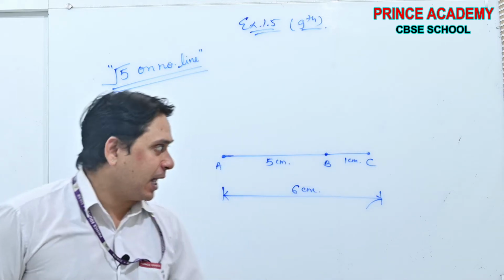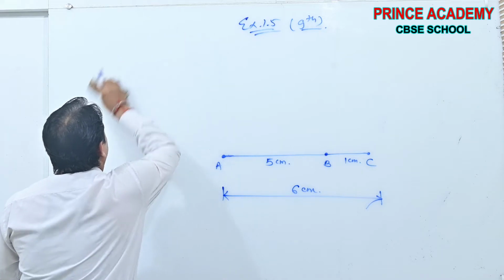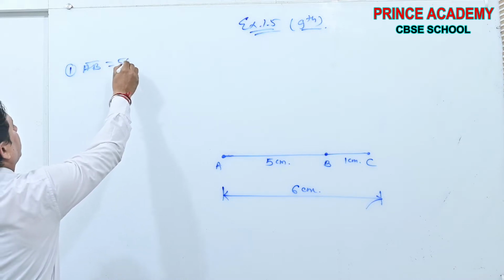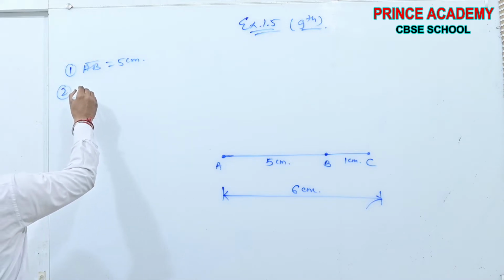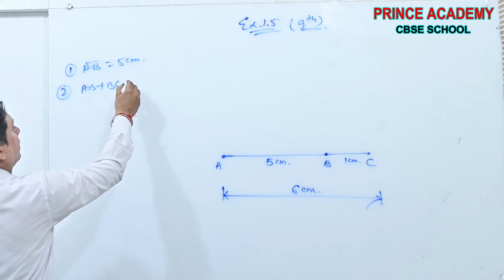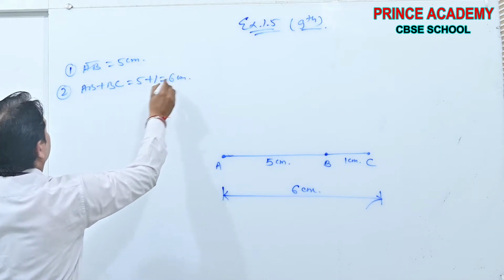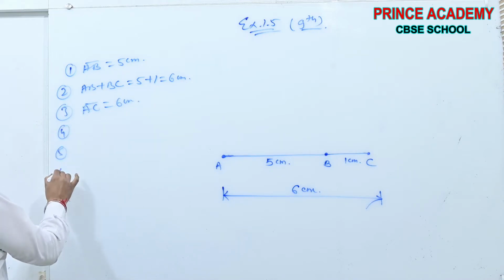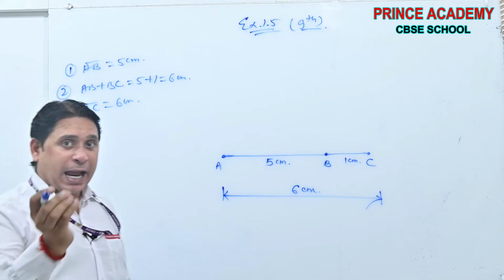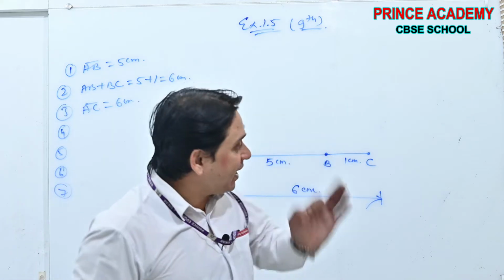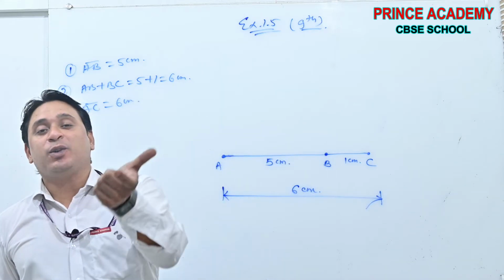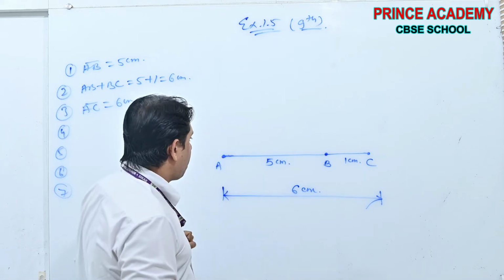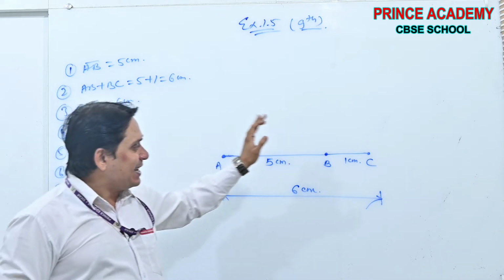See, beta, I am writing the whole concept here. First of all, I am taking AB line segment 5 centimeters. Second, I took AB plus BC, 5 plus 1, that is 6 centimeters. Third, AC became 6 centimeters. Now I am just taking this example. This is easy in calculation. It will be very, very easy to understand.